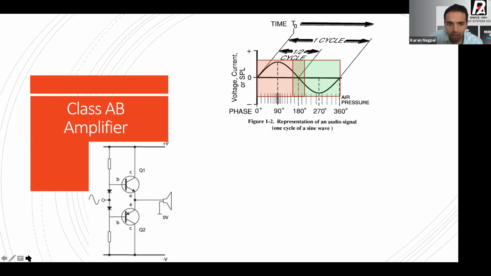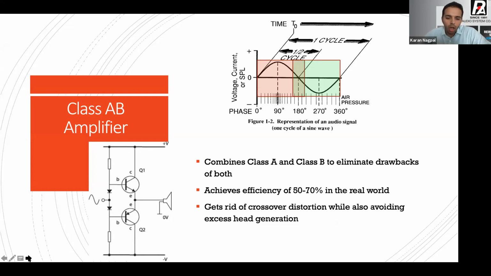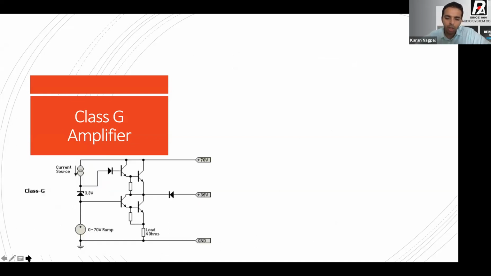And then we have the class AB amplifier, which combines the benefits of class A and class B together. Its conduction cycle is not just half a cycle but slightly more than half. Its efficiency is 50 to 70% in the real world, and it gets rid of crossover distortion because it's conducting for more than half a cycle. It avoids excess heat generation because at any given point it's more or less only half the components providing amplification.